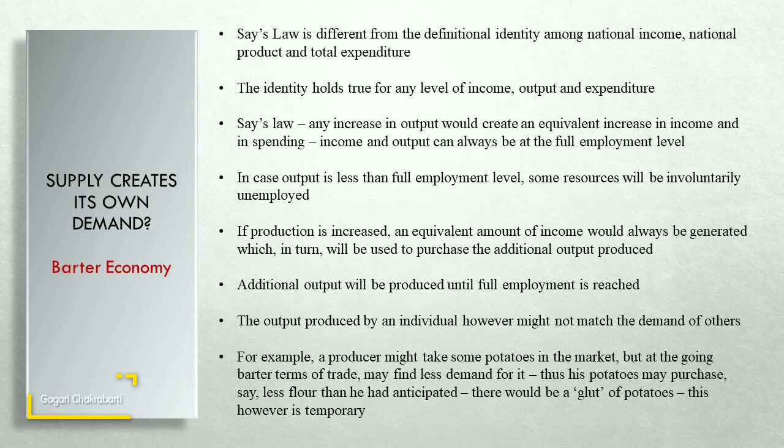However, one thing should be made clear: the output produced by an individual might not match the demand of others in the market. For example, a producer might bring some potatoes to the market, but at the going barter terms of trade may find less demand for them. Thus, his potatoes may purchase, say, less flour than he had anticipated. So there would be a glut of potatoes, or overproduction of potatoes. This, however, is only a temporary phenomenon in the classical model.